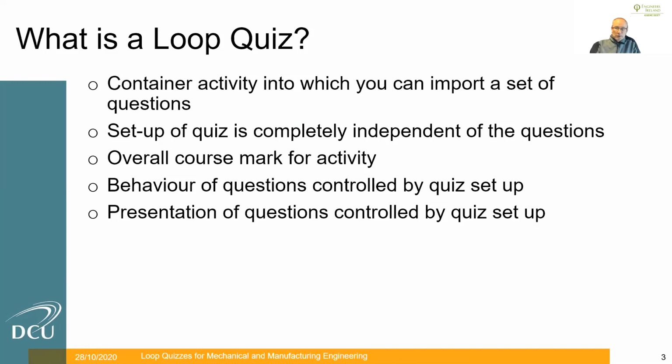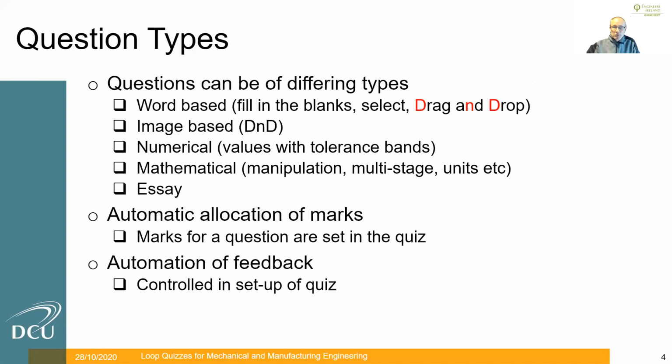A quiz on Loop is just a container activity that you can then select a number of questions to go into. The questions can be of different types, so some of the different elements that have been explained already can be put into the same quiz, so you don't just have to have one type of question for them all. The behavior of the questions can be controlled by the quiz as well, so sometimes it can act as a formative and sometimes as a summative activity for the students. And again, the presentation of the questions can be controlled, and what the student sees at any stage is controlled in the setup.